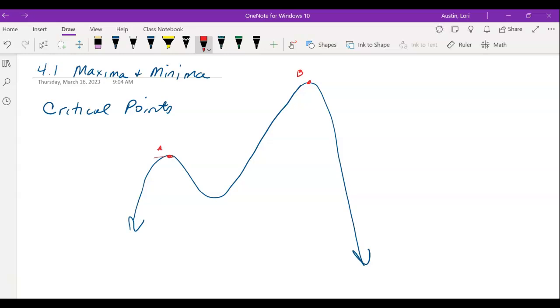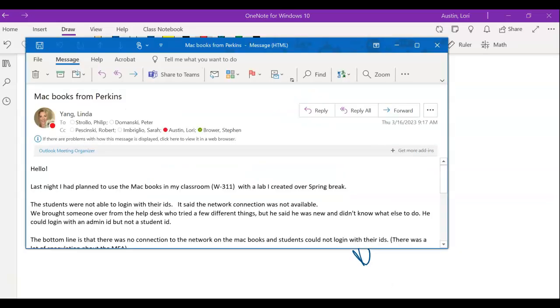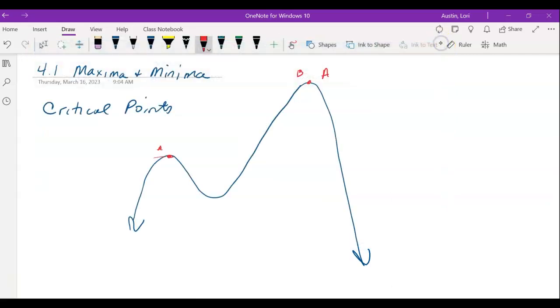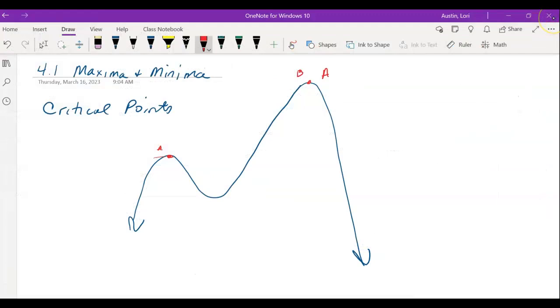When you look at point B, you say, yep, that is what we're going to call, oh, sorry, let me turn my email off or it's going to keep coming up. Let me just do that real quick. There we go.